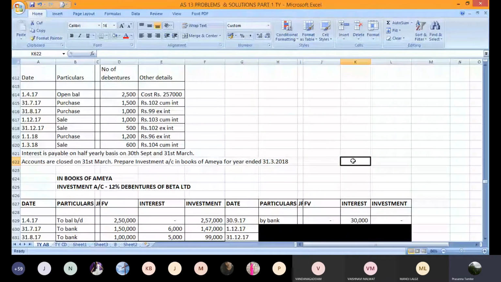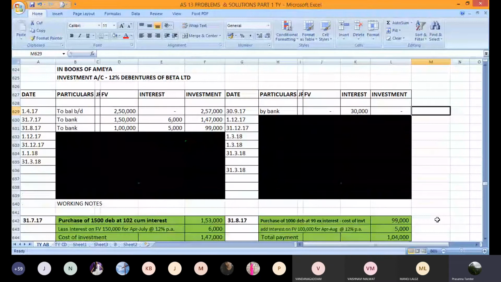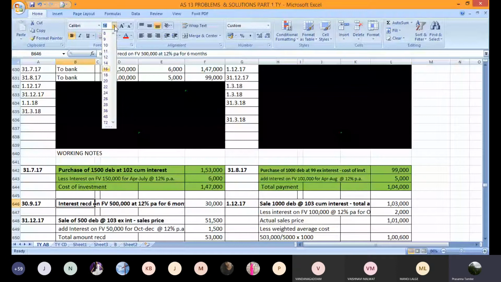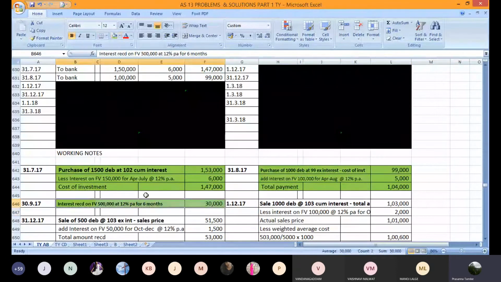Those who want the working, I'll show you the working also. I have made a working note. If you want to write down, you can write down this working note. Okay. Interest received on face value of 5 lakhs at 12% per annum for a period of 6 months. That is on 30th of September 2017. And the total amount received is 30,000 rupees.